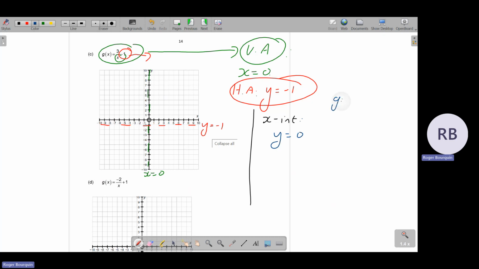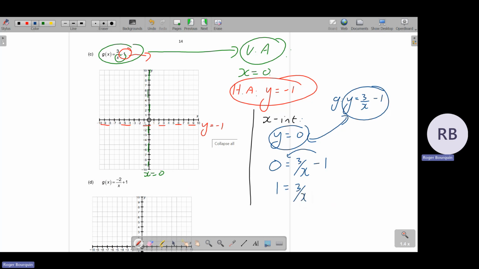So you've got graph G, which is y is equal to 3 over x minus 1. You sub in y is equal to 0 into that function, and you get 0 is equal to 3 over x minus 1. How do I solve for x? Well, the first thing you need to do is move that minus 1 to the other side. So I get 1 is equal to 3 over x. To get that x to the top, you multiply both sides by x, and the x's on the right cancel. So you get x is equal to 3.